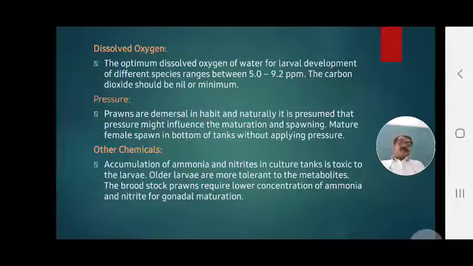When ammonia and nitrite are low in the maturation tank, the prawns mature and spawn. Ammonia and nitrites also affect spawning and development, and thus maturation. Hence, these other chemicals and factors are also important for the culture of prawn.